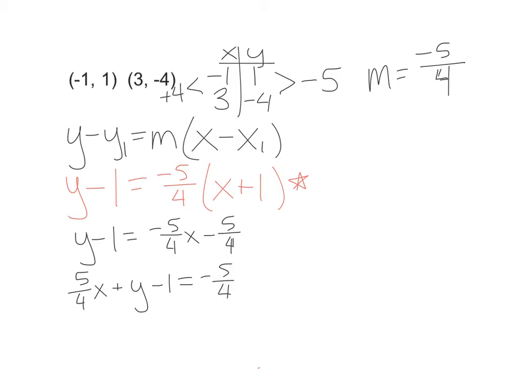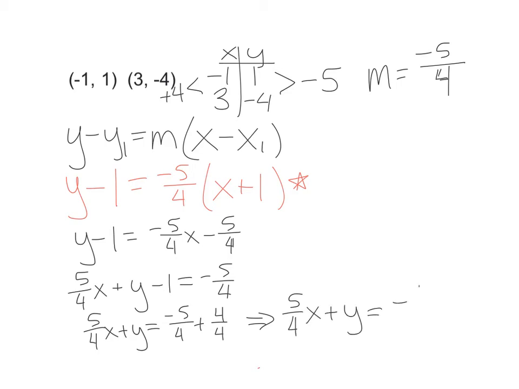Last step is to move my constants. This is my only constant here. So to move the negative 1 to the other side of the equal sign, I have to add. When I add, I'd have 5 over 4x plus y equal to negative 5 over 4 plus 1. So to add fractions together, all I have to do is change this 1 to have a denominator of 4. 4 over 4 is the same as 1. Now I can combine these fractions. When I do this, my answer would be 5 over 4x plus y equal to negative 1 over 4.